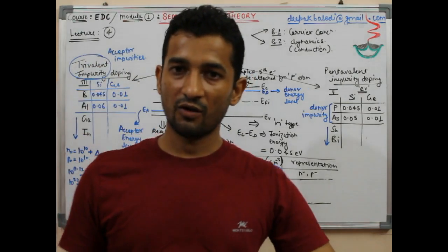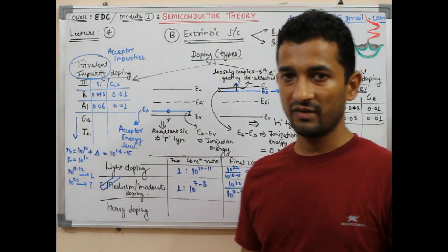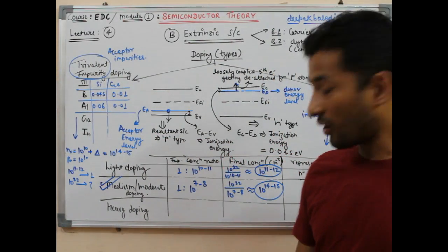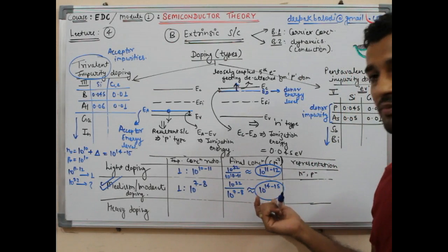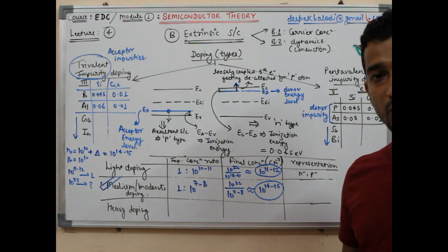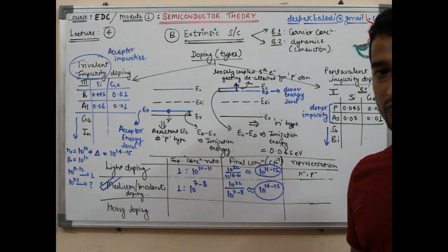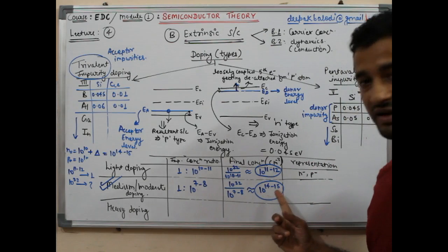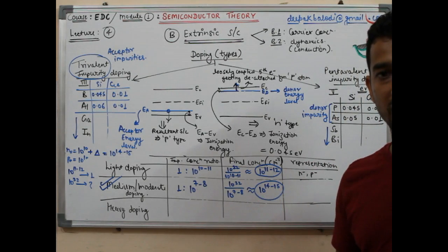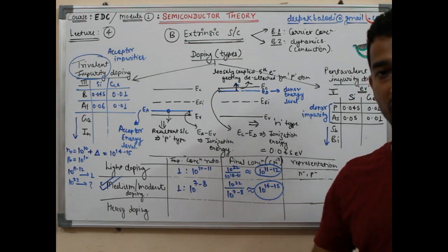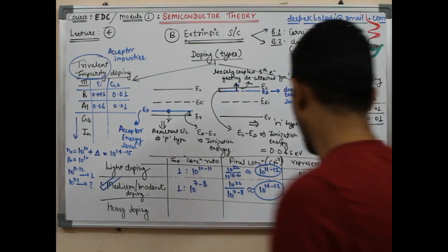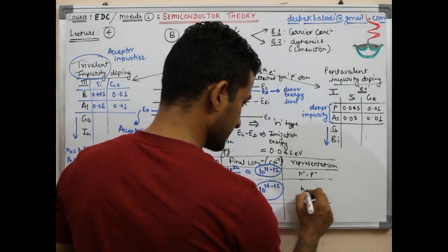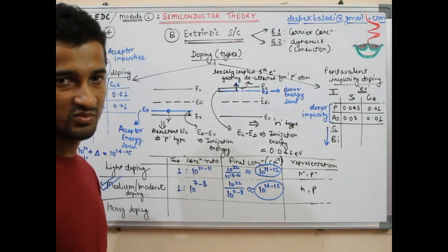With this, as we have already seen, to improve the conductivity by 4 or 5 orders, we need this range of impurity. So 10 to the power 14 or 10 to the power 15 impurity atoms per centimeter cube are required to give 10 to the power 14 or 10 to the power 15 free electrons or free holes. And this type of representation is simply N or P, because this is moderate doping.